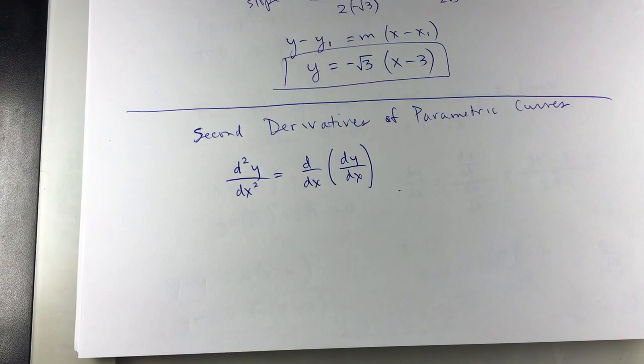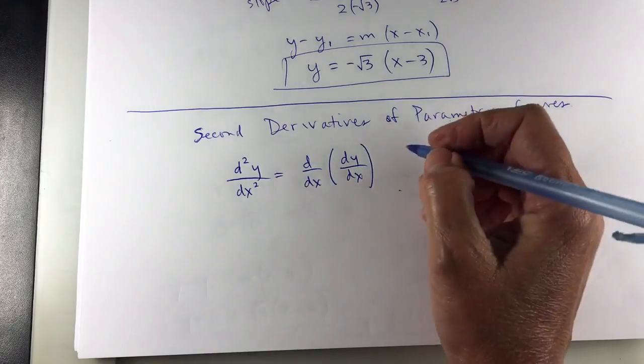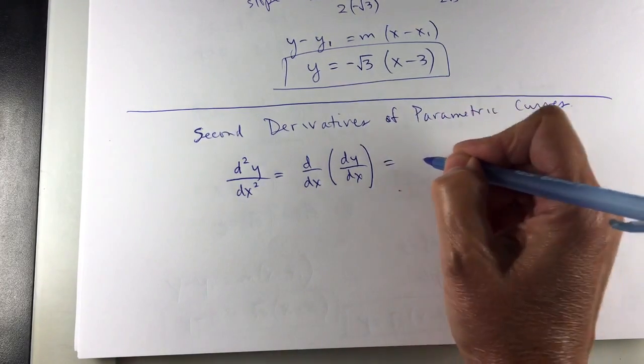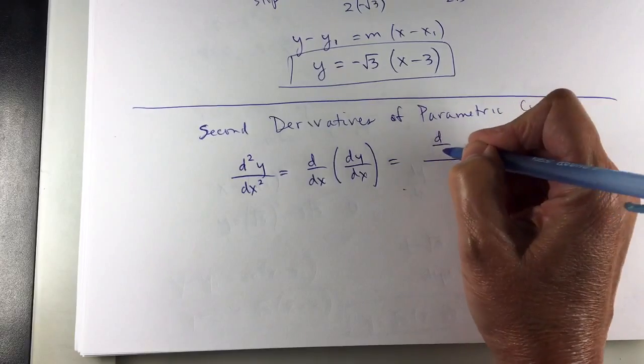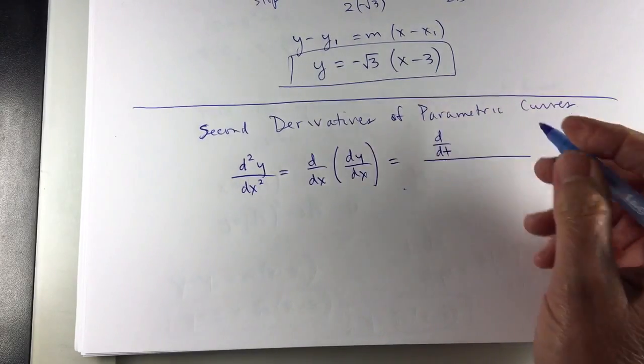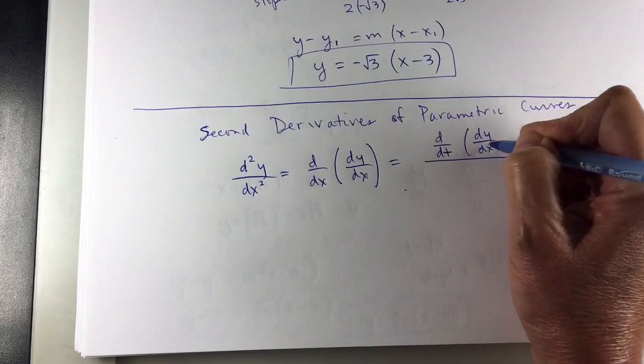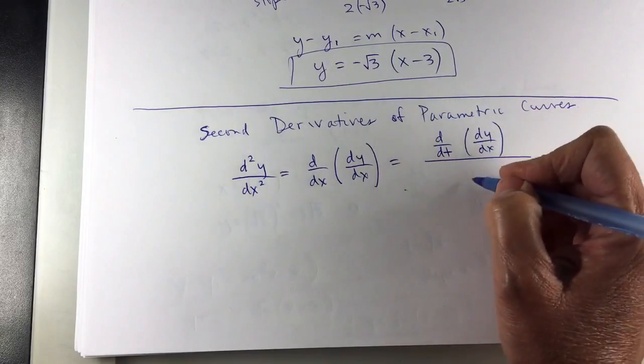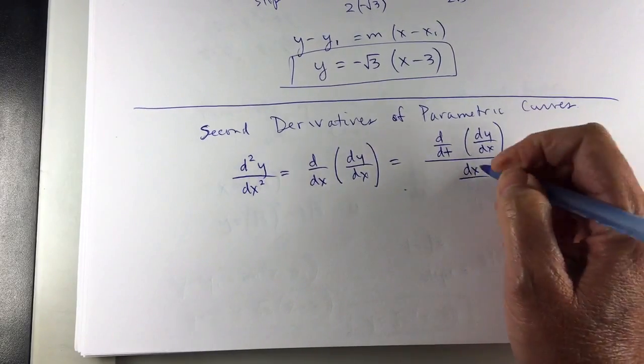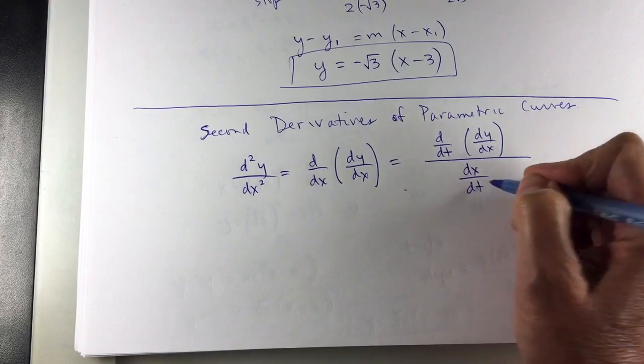And then dy over dx, that's the first derivative. Here's what you need for this. It's the derivative with respect to t of the first derivative, divided by the derivative of x with respect to t.